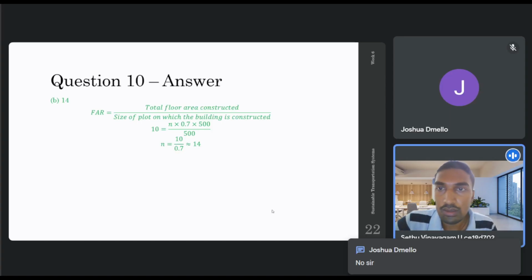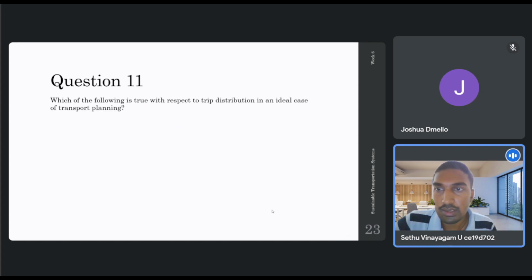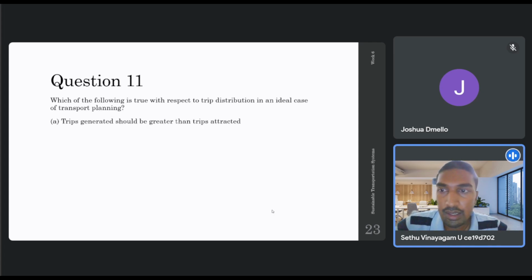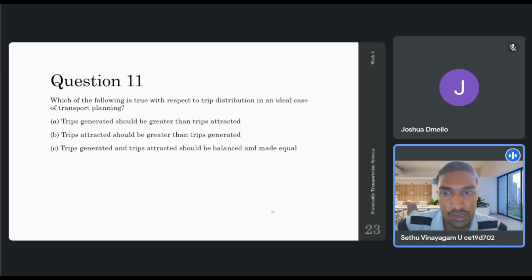Okay, so moving on to question number 11: which of the following is true with respect to trip distribution in an ideal case of transport planning? So options are A, trips generated should be greater than trips attracted. B, trips attracted should be greater than trips generated. C, trips generated and trips attracted should be balanced and made equal. And D, none of these.